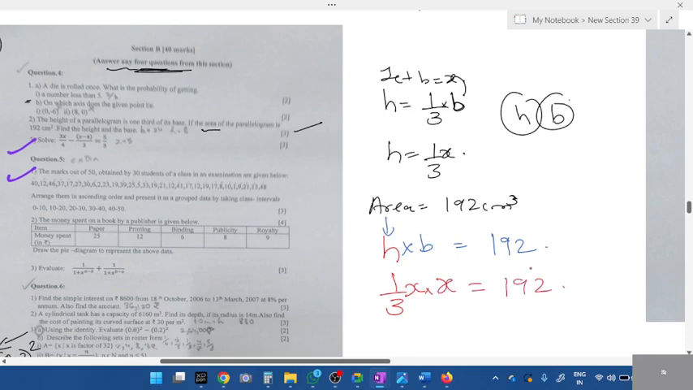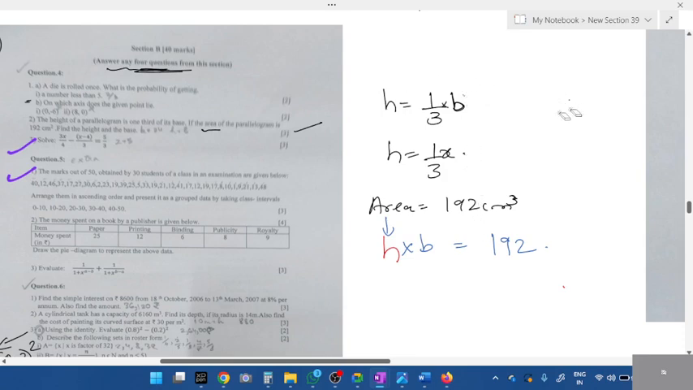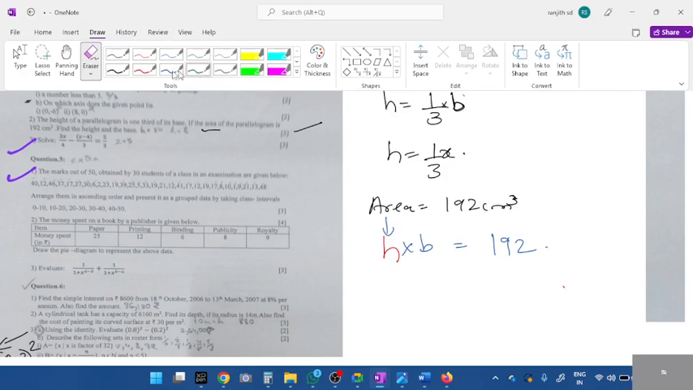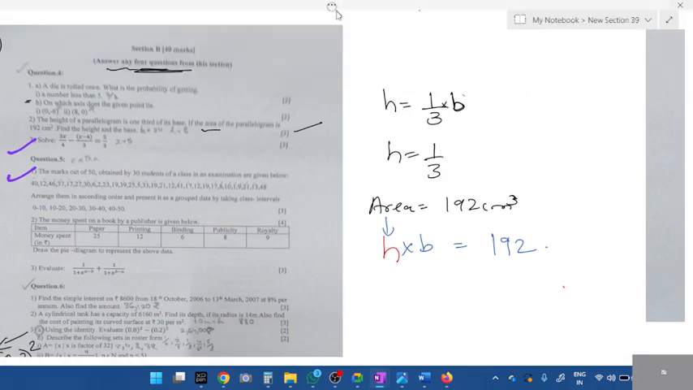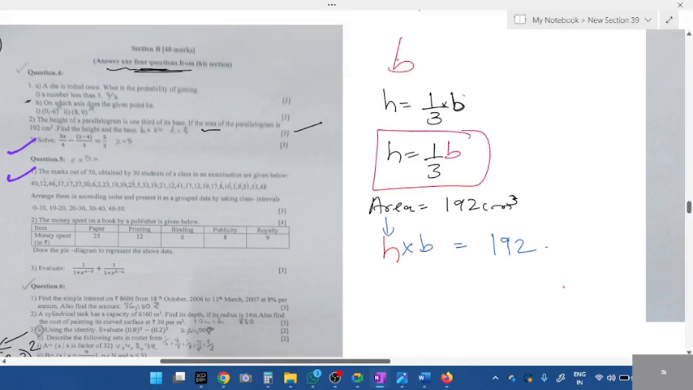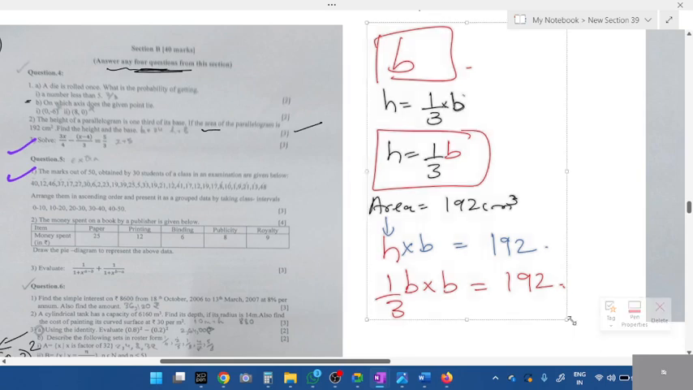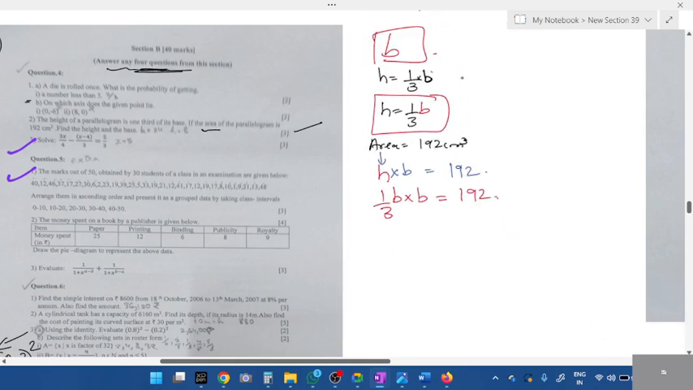Or you can do one thing. Instead of taking x, let base be as it is. Let base be as it is, students. Height is equal to 1 by 3b, where b is the base. Height into base is given. Height value is 1 by 3 into b. Base I keep as b itself, equal to 192. So this is the base value we have to find, and the height value. Both we need to find.